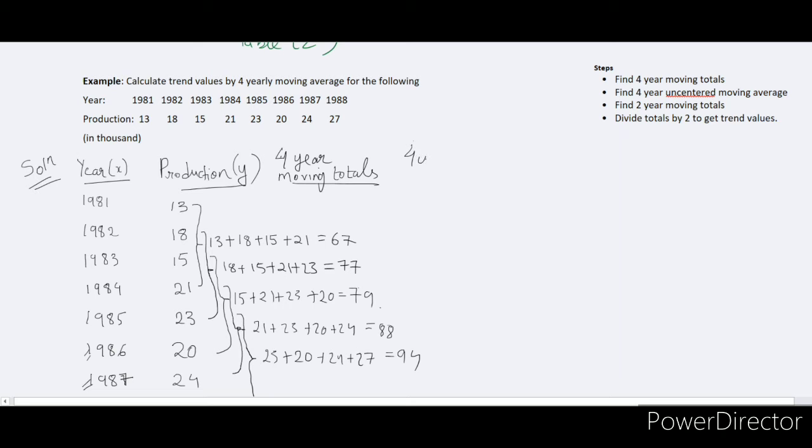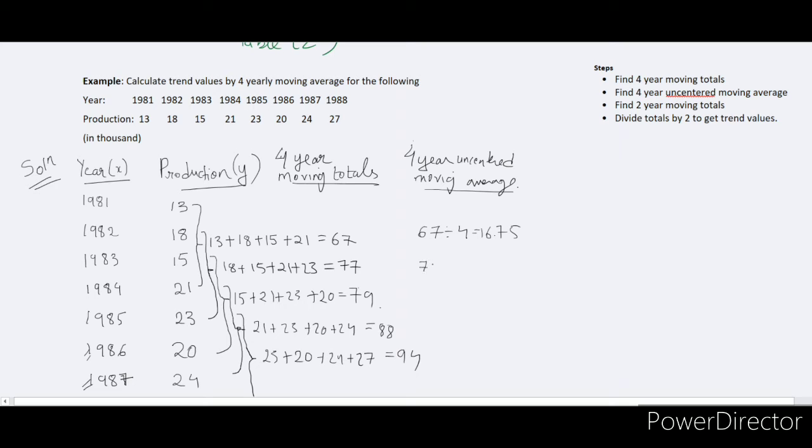So the 4-year uncentered moving average. Uncentered moving average. So 67 divided by 4 gives us a total of 16.75.